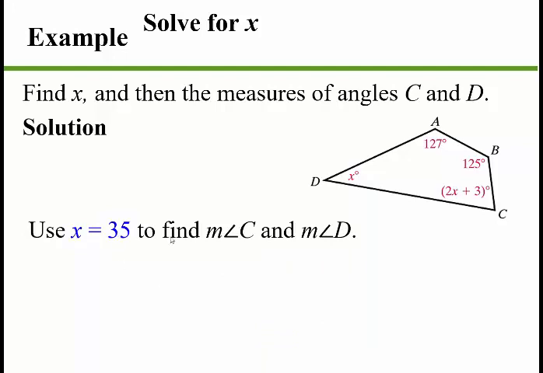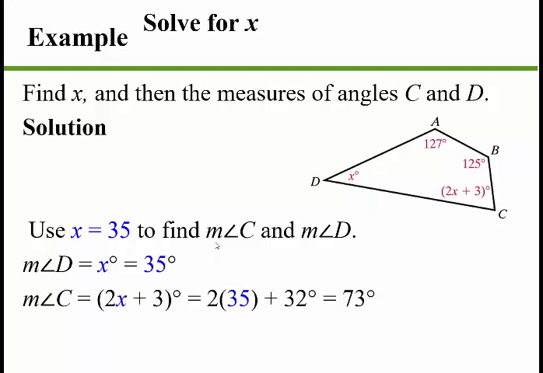So we can use x equals 35 to find the measures of angles C and D. Well, the measure of angle D is the easiest. That's just 35 degrees. Next, to find the measure of angle C, just plug it in here. You get 2x plus 3, or 2 times 35. Pardon the typo here, there's an extra 2 there, but 2 times 35 is 70, plus 3, which is 73 degrees.